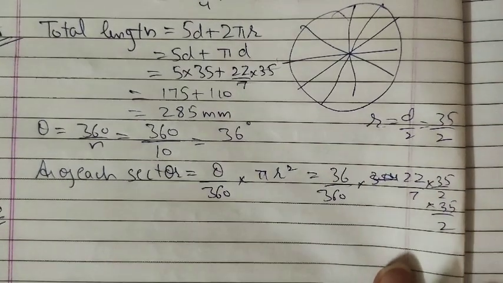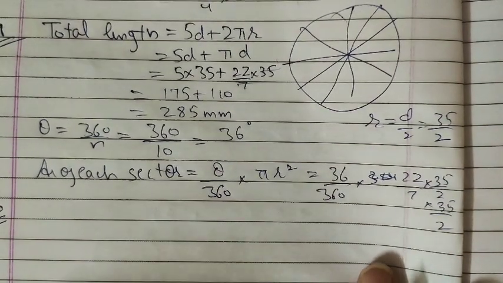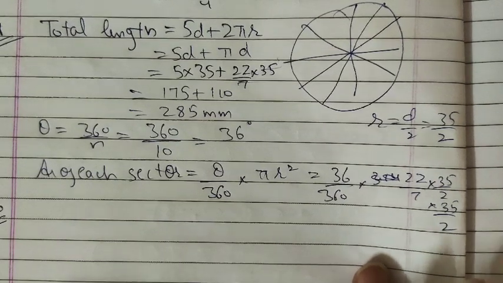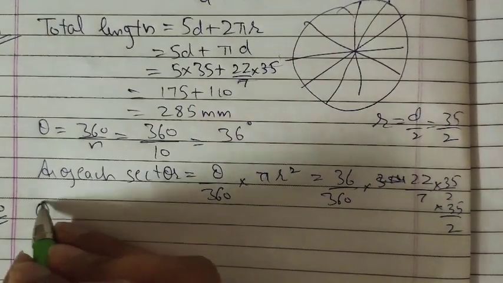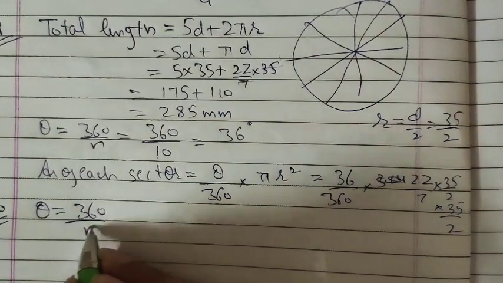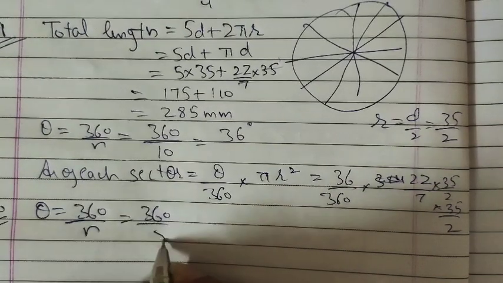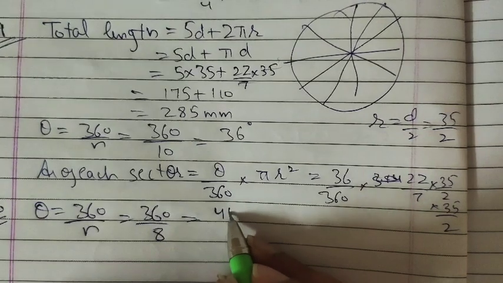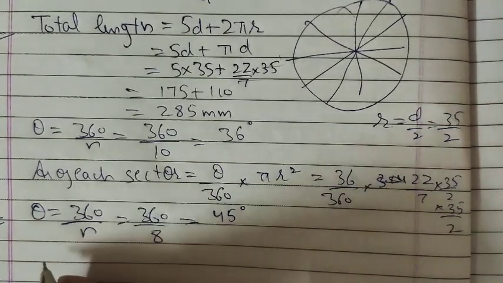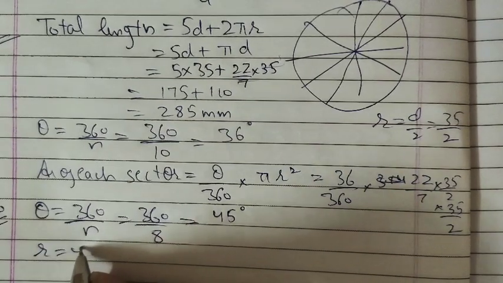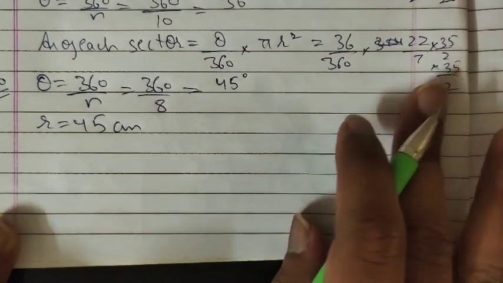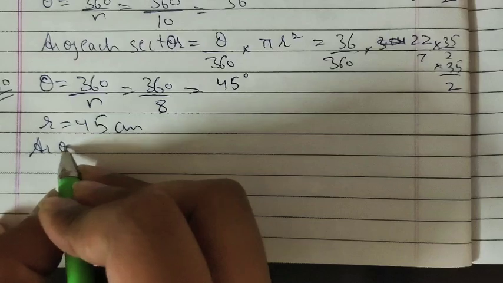Next, question number 10. An umbrella has 8 ribs which are equally spaced. Assuming the umbrella to be a flat circle of radius 45 centimeter. Now 8 ribs are there, so theta is equal to 360 upon n, 360 upon 8, which is 45 degree. Now we have to find the area between two consecutive ribs. Radius is equal to 45 centimeter. So the area between two consecutive ribs means the area of a minor sector.